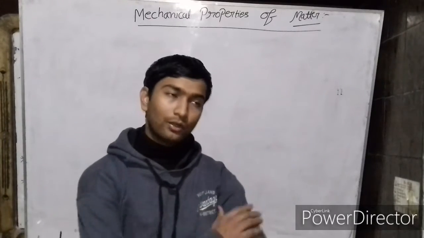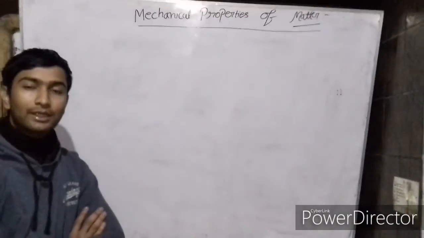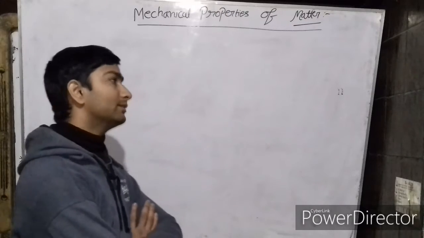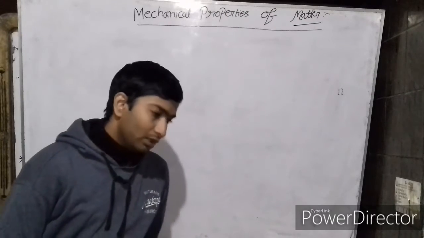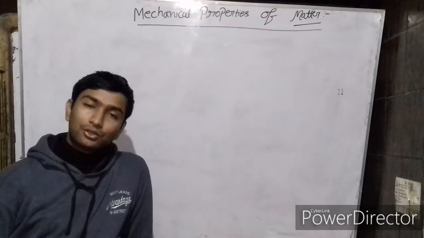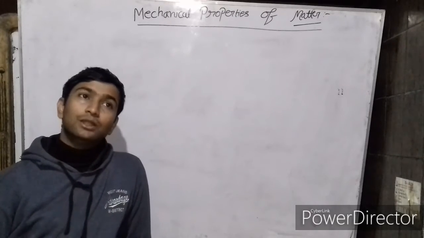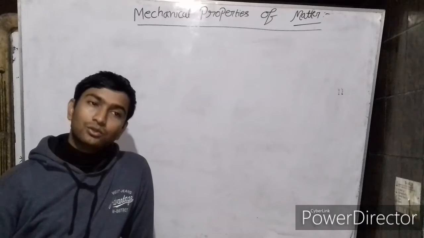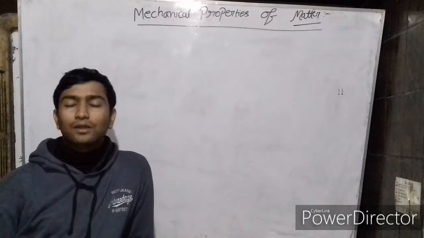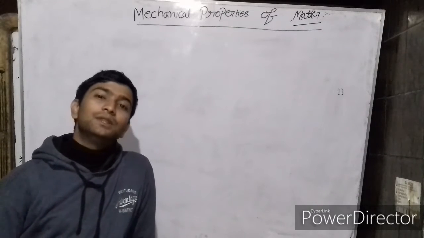Everyone, in our last class I gave you an introduction to mechanical properties of matter, and we also talked about the stability of atoms, how atoms are stable. We came to know that atoms consist of electrons and a nucleus, and the nucleus consists of protons and neutrons. It contains many other subatomic particles, but these two are fundamental and are found in every atom.